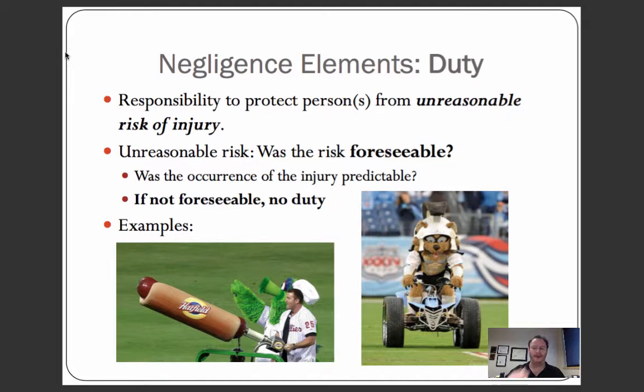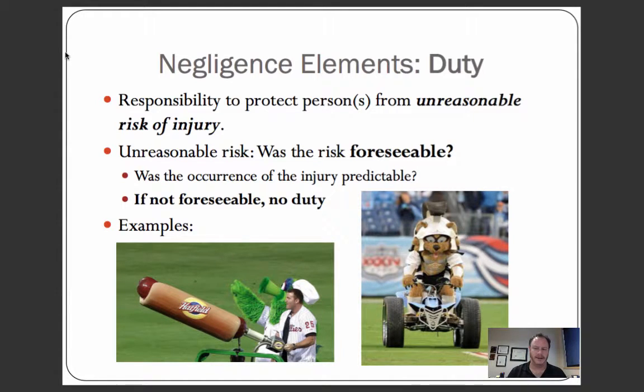But some more modern examples of potential risks to spectators in the stands are something like a hot dog cannon. It's a high pressurized air gun that shoots hot dogs into the stands. Is that a foreseeable risk of harm that someone could be injured by the hot dog? I'll leave that to you.